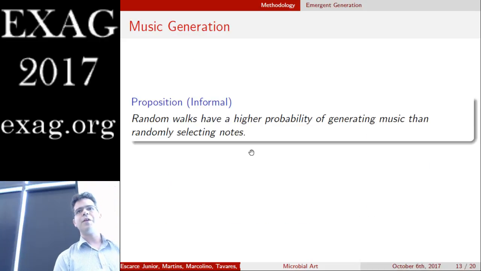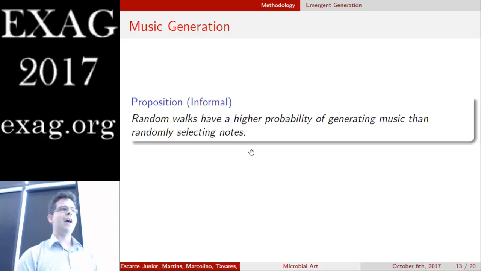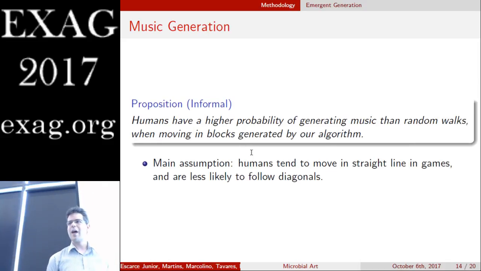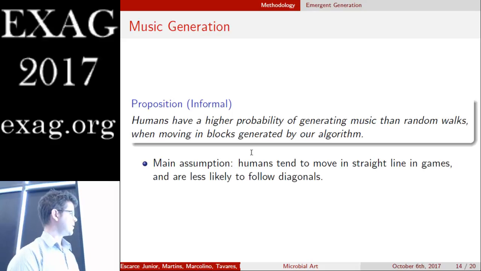And we also show that if you do a random walk in those musical blocks, we have a higher probability of generating music than if we just randomly select notes from a set of notes. And in the paper, you can calculate the probabilities for each case, and then you can check the details later. And basically, we can also show that if you have a human being actually playing a game in those musical blocks, we are going to have an even higher probability of generating music than if we are just doing random walks in those musical blocks. But we need a strong assumption that humans are more likely to move in straight lines when they are playing a digital game than if they are following diagonals. So this is something that we still have to study a bit better.